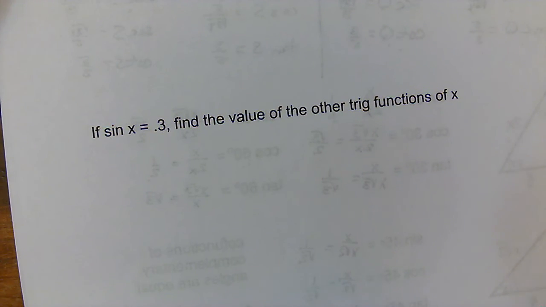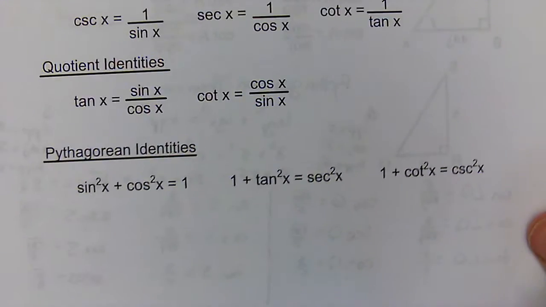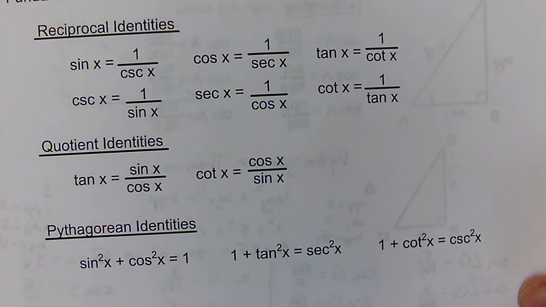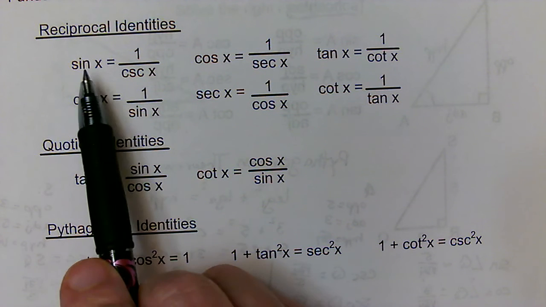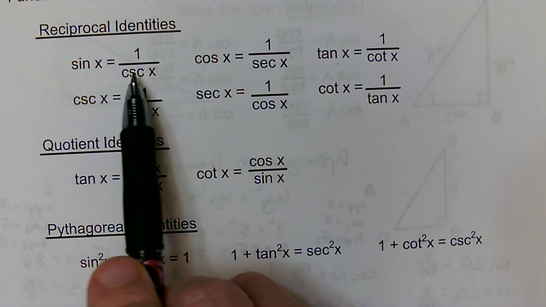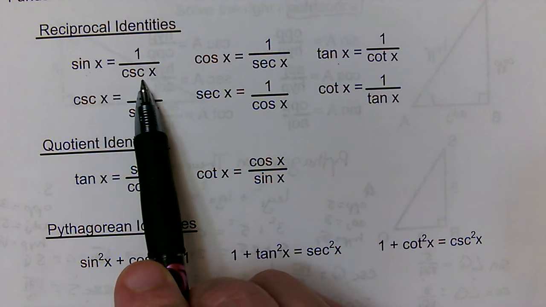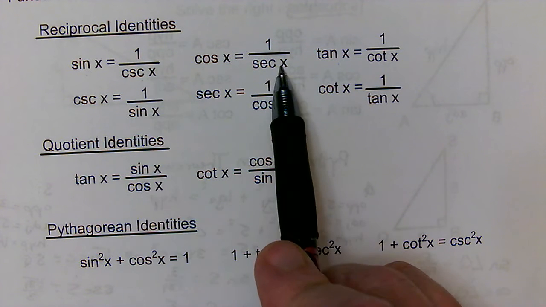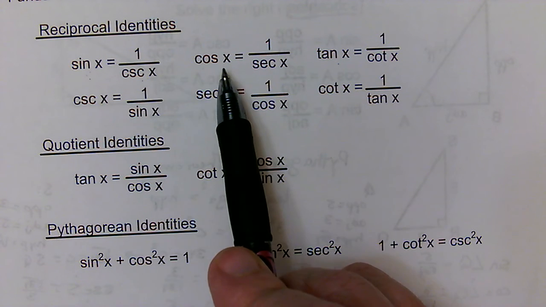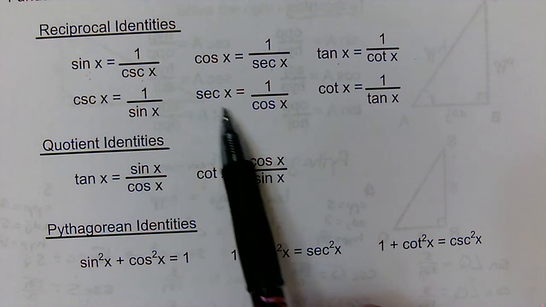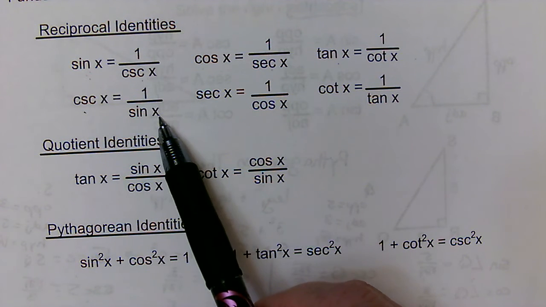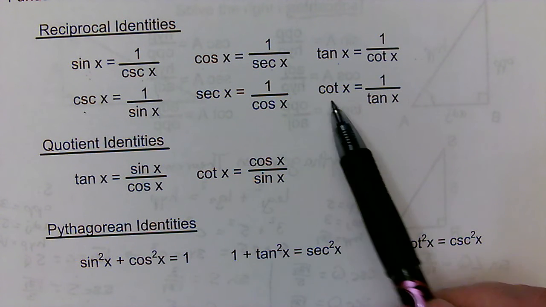So we have some identities, which are equations that are always true. The reciprocal identities basically just define secant, cosecant, and cotangent. We started with sine, cosine, and tangent. Sine is the reciprocal of cosecant. Reciprocal is just 1 over it. Cosine is the reciprocal of secant. Tangent's the reciprocal of cotangent, and then the same thing's just represented the other way. Cosecant is the reciprocal of sine, secant's the reciprocal of cosine, cotangent's the reciprocal of tangent.